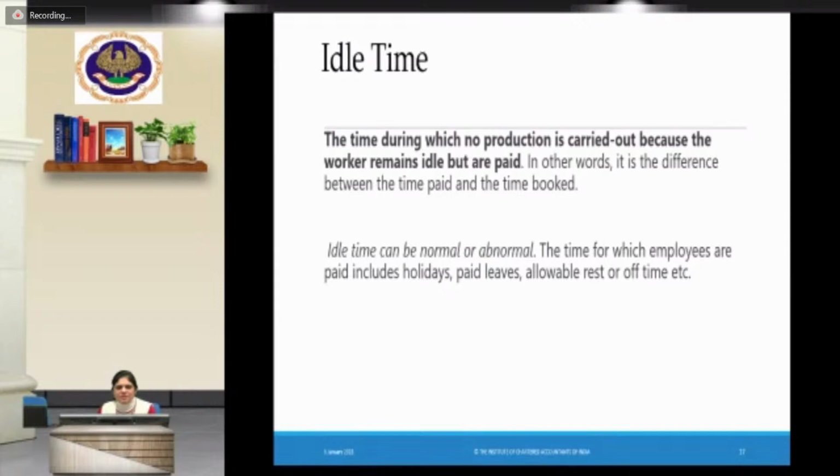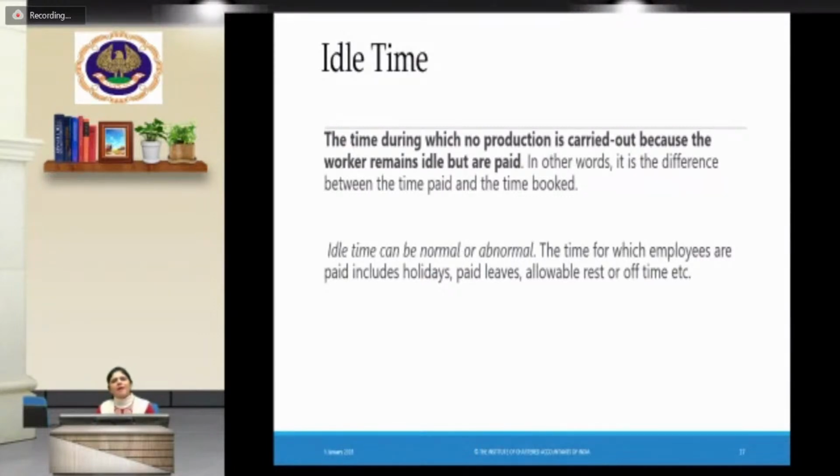In other words, it is the difference between the time paid and the time booked. So he is paid for a full 8 or 9 hours, but he has actually worked for, let us say, 6 hours. He is paid for 9 hours or 8 hours, but he has actually worked for 6 hours. So idle time is, let us say, 2 or 3 hours. All right. So we have to control that.